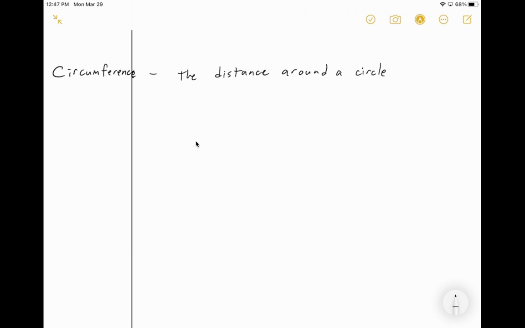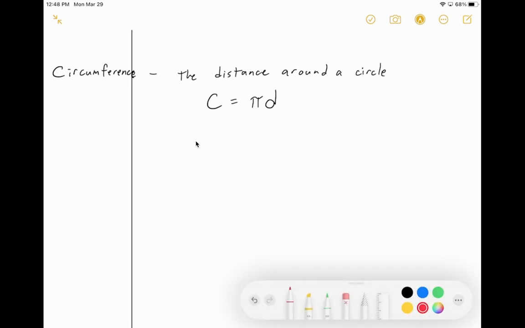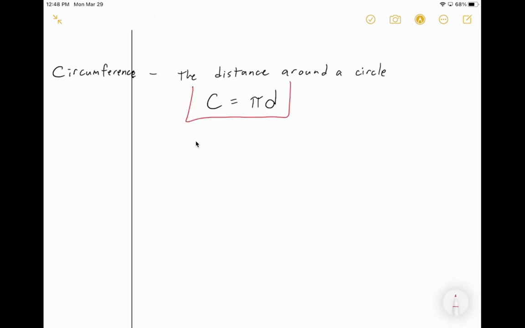So how do we find that? There's a formula that we use. It's tried and true, and it'll work out for you really well, which is this: circumference is equal to pi times diameter, C equals pi d. This is the important thing right here. All you need to do is plug in the numbers and you'll be able to figure out what a circumference is.